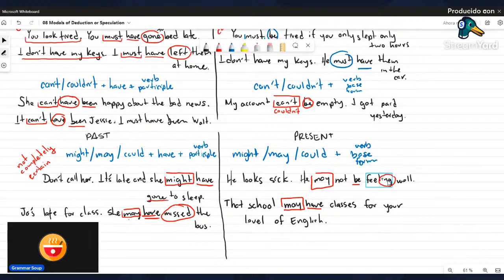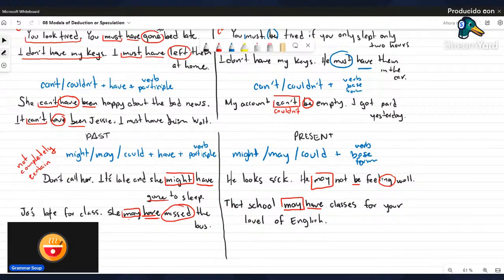If it's in the progressive, we say it in -ing with the be verb. Like, for example, here we have: he looks sick. He may not be feeling well. That school may have classes for your level of English. So as you can see there, it's a possibility.